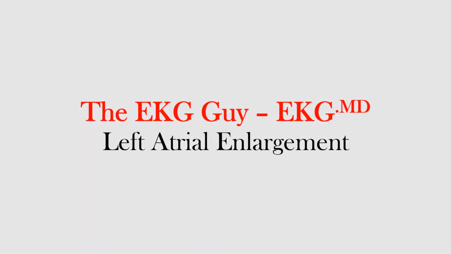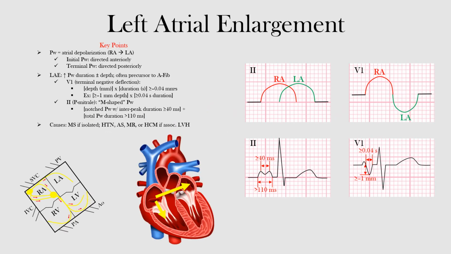In this lecture, we will discuss left atrial enlargement, including its EKG features and potential causes. The P wave of the cardiac cycle represents atrial depolarization. So if we draw out a cardiac cycle here, we have our P wave, QRS complex, and T wave. And when we look at atrial abnormalities, we're focusing on our P wave, which represents atrial depolarization.